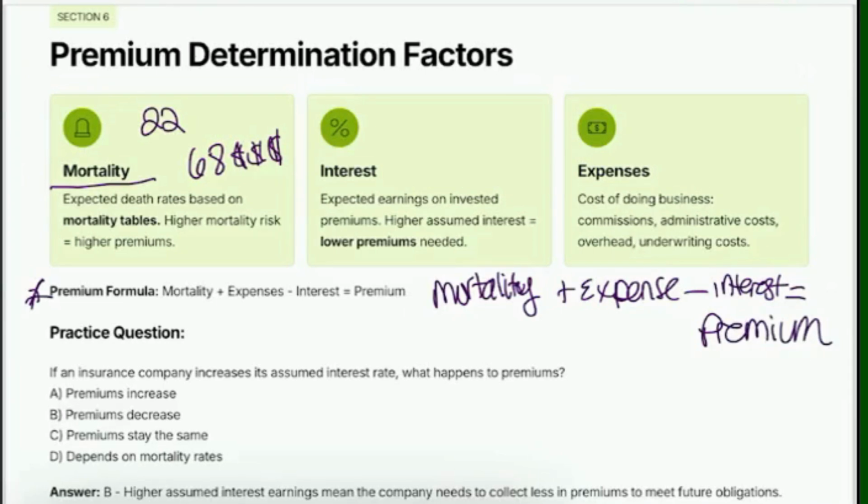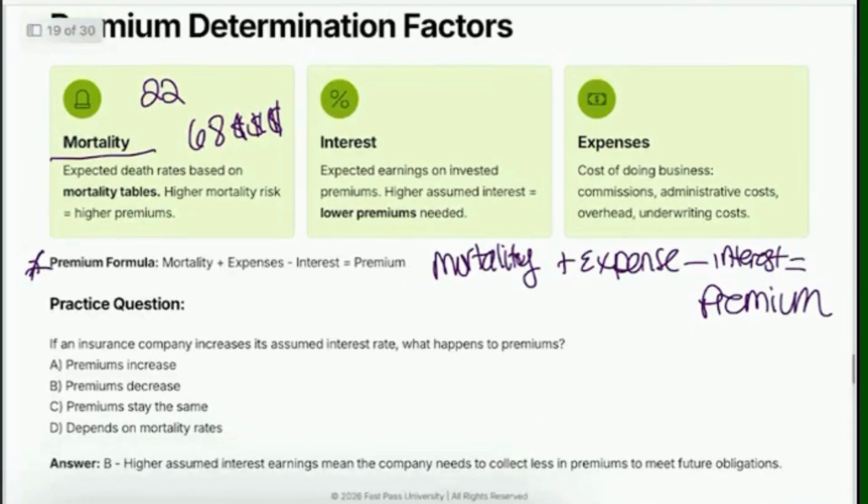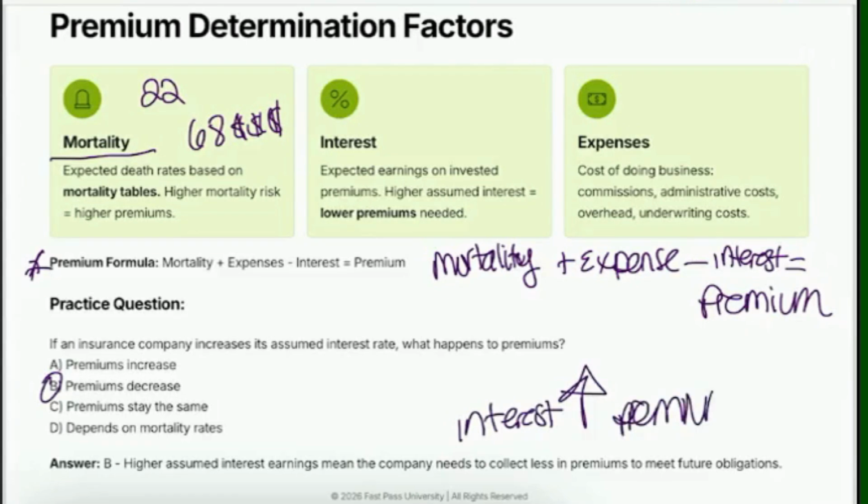So practice question. If an insurance company increases its assumed interest rate, what happens to the premiums? And the answer is B. Higher assumed interest earnings means the company needs to collect less in premiums to meet future obligations. So if interest goes up, premiums go down.